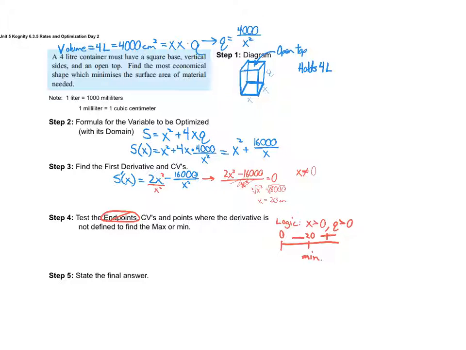And then to actually find that, we need to plug it back into the original function. So s of 20 is 20 squared plus 16,000 over 20. So that's 400 plus 800, which is 1,200. And these are square centimeters again, because we're talking about surface area.